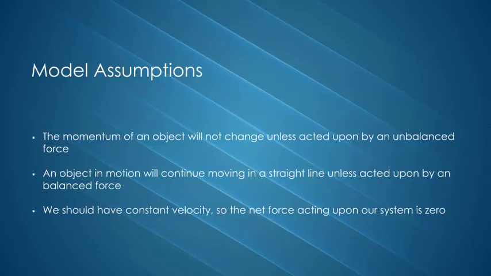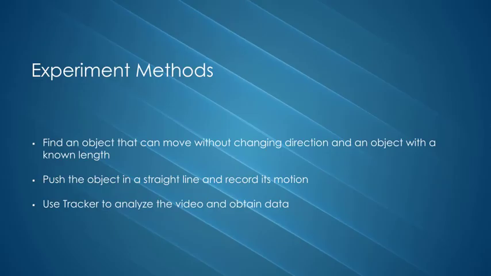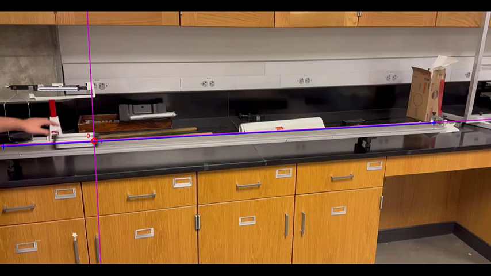After conducting a physical experiment, we found that the results that we got did not line up with our predictions. This suggests that in the physical experiment, there was an unbalanced force acting upon our object. For the physical experiment, we found an object and pushed it in a straight line. We recorded its motion and then used Tracker to analyze the video and obtain data.